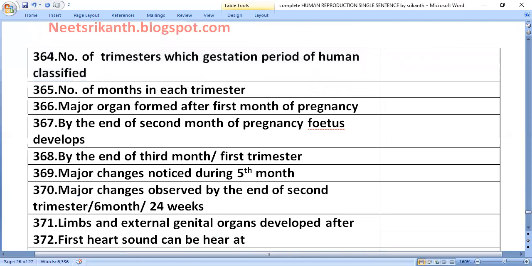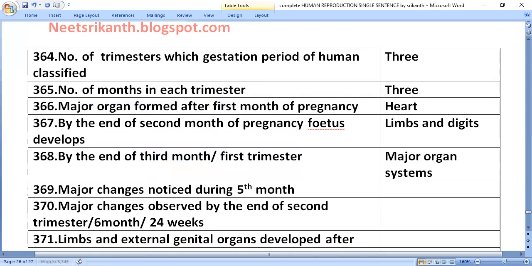The gestation period of humans is classified into 3 trimesters. Number of months in each trimester, 3. Major organ formed after the first month of pregnancy is the heart. By the end of the second month of pregnancy, the fetus develops limbs and digits. By the end of the third month, or first trimester, major organ systems are formed.